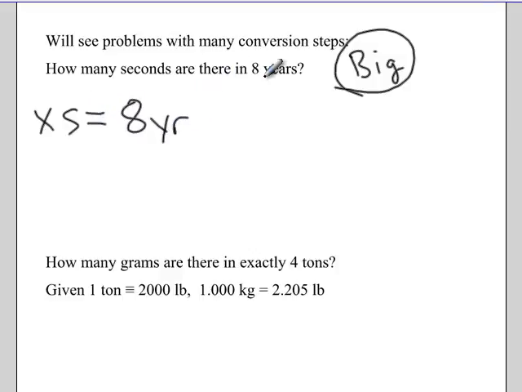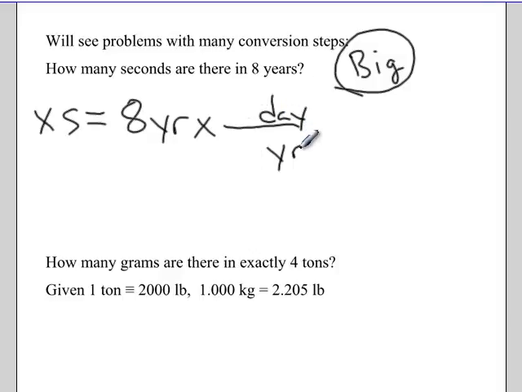In this case, we don't have any scientific prefixes like kilo, mega, pico. We're just changing one unit of time into another. The technique is still the same. We have to put years in the bottom for it to cancel. And now, what do you know about a year? Well, you could turn years into days.